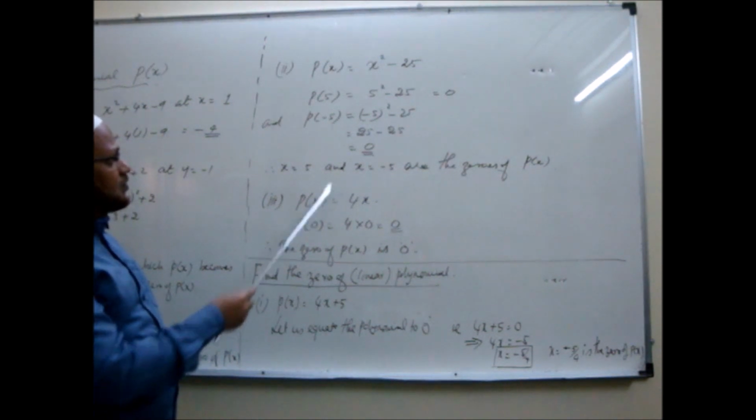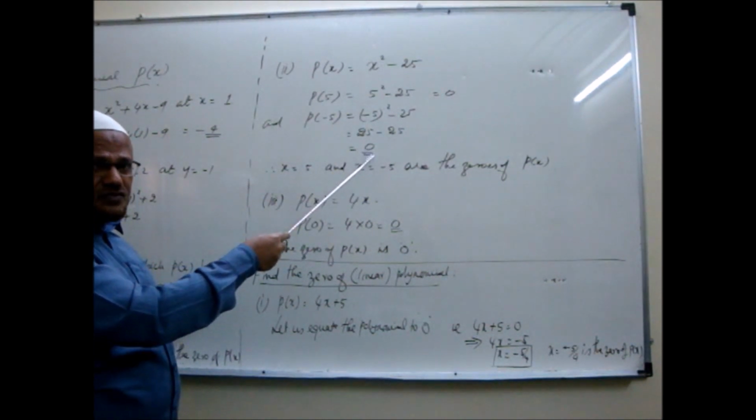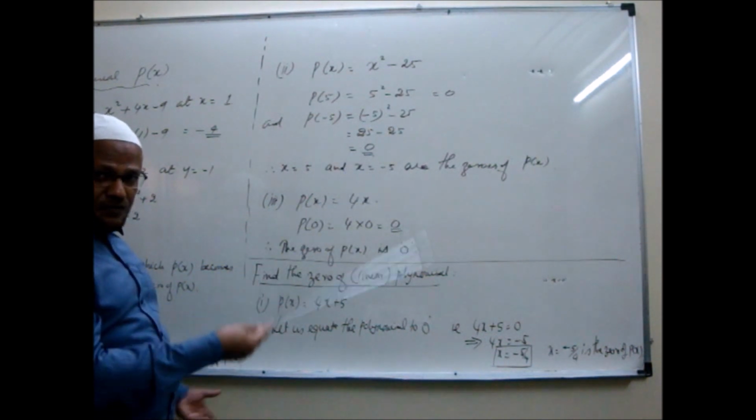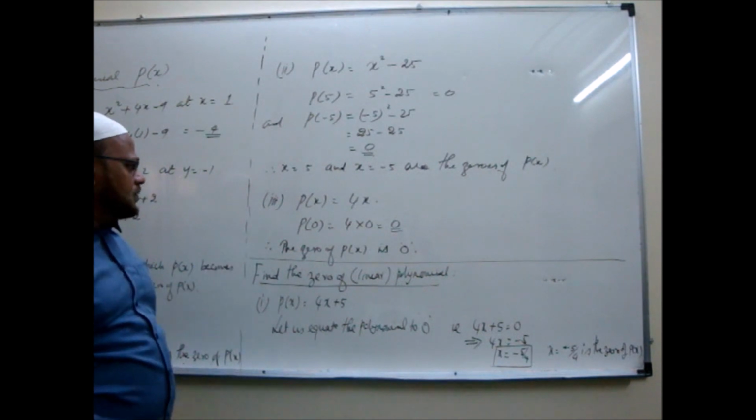Come to this one. This is a quadratic polynomial. Maximum there will be two zeros. Maximum. There may be one zero also. There may be no zero also. We'll come to all that later on. Let's come to this one.